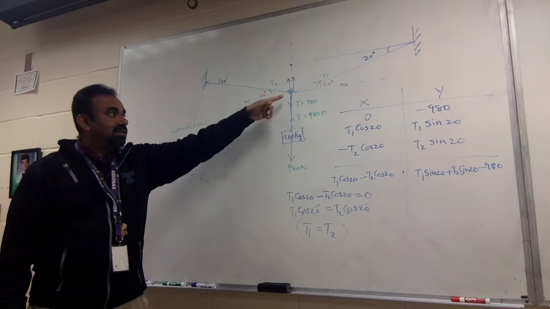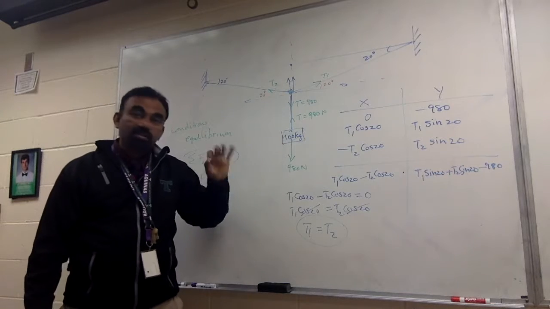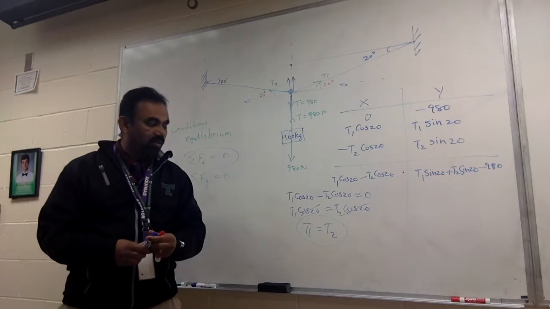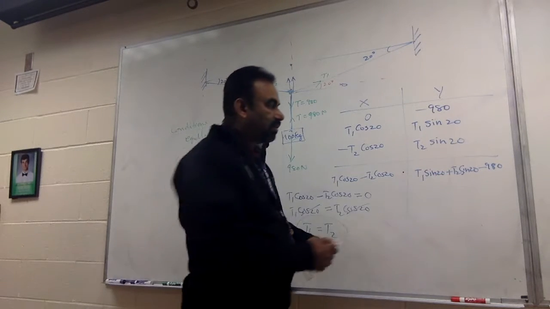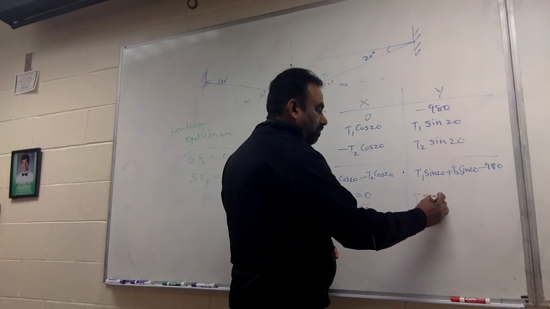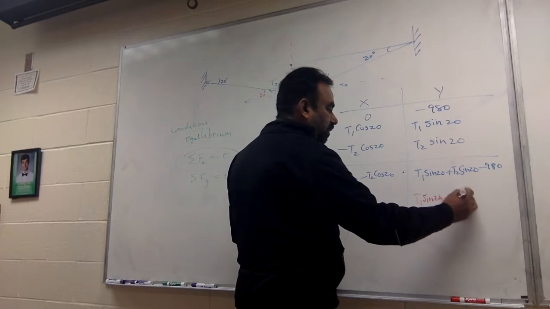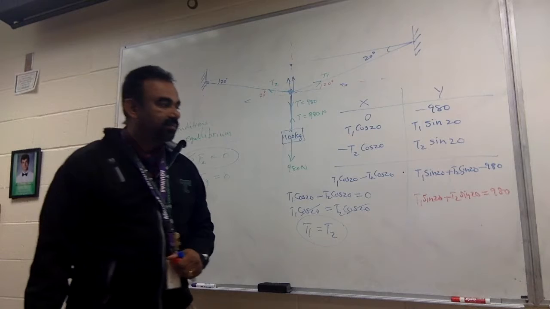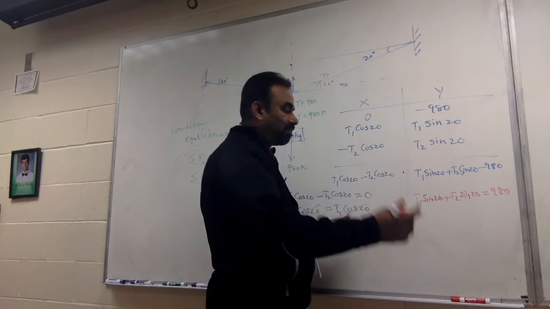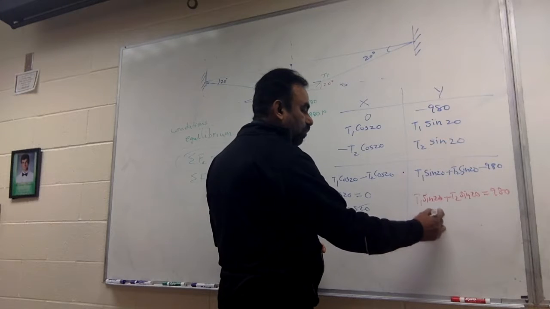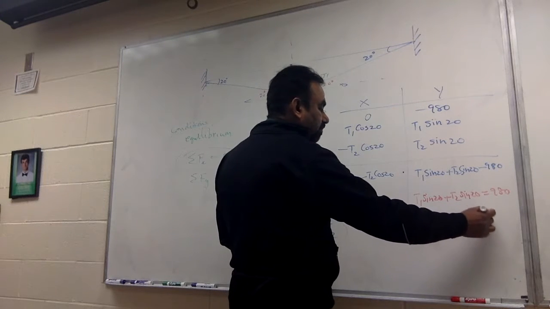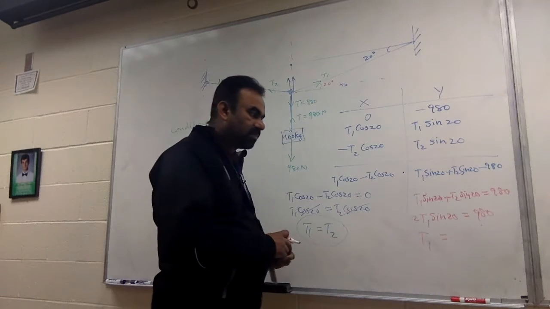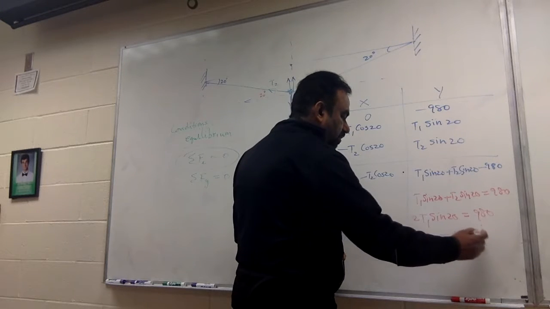In this case, this knot is not moving. This object is not moving. So we apply Newton's first law to both situations. We know T1 and T2 are exactly the same. So what do you do now? T1 sine 20 plus T2 sine 20 is equal to 980 because it's equal to 0. Since T1 and T2 are exactly the same, I can call it 2T1 sine 20 is equal to 980. Can you find T1? Yeah, it's 536 newtons.